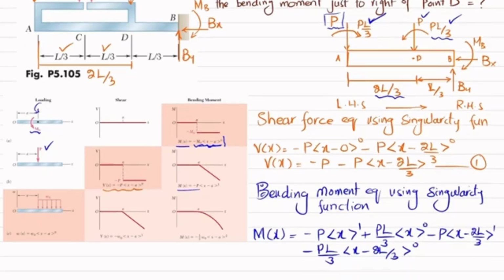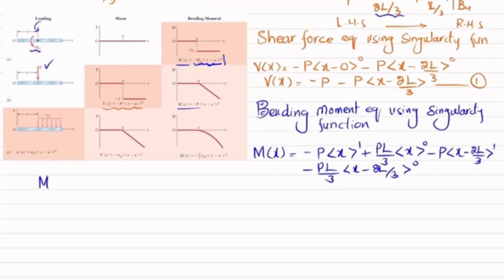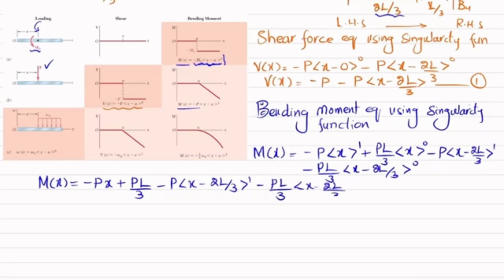Okay, so what we can do is that we can simplify it. Moment about x is equal to minus P into x plus PL over 3, because x power 0 is 1, and this term will be minus P into x minus 2L over 3 power 1 minus P into L over 3 into x minus 2L by 3 power 0. This is your equation number 2 and is the required bending moment equation using singularity function.